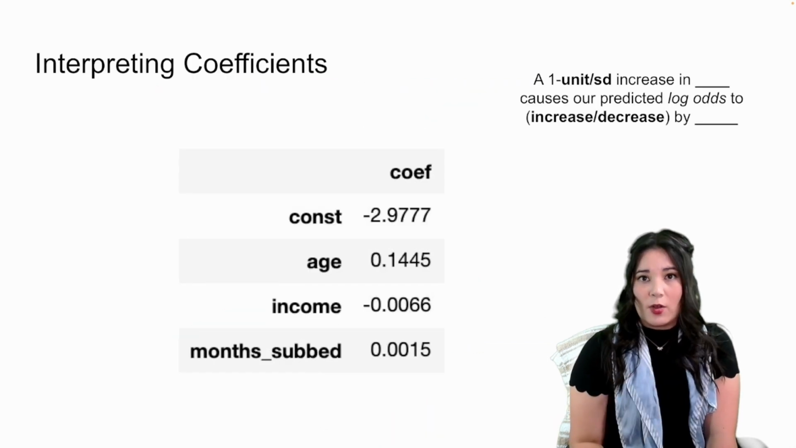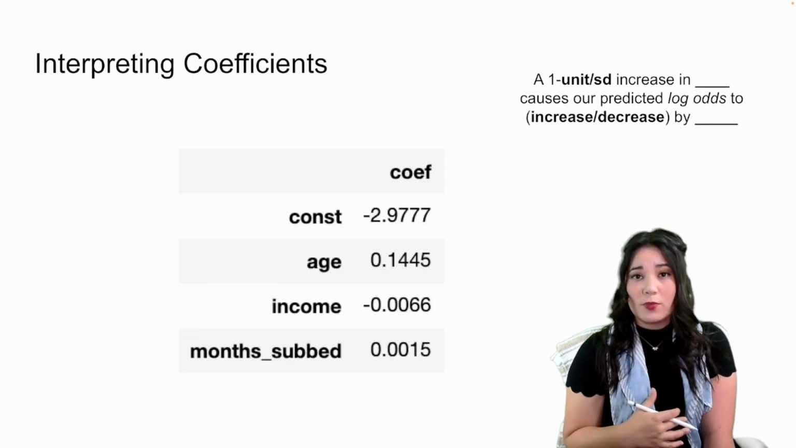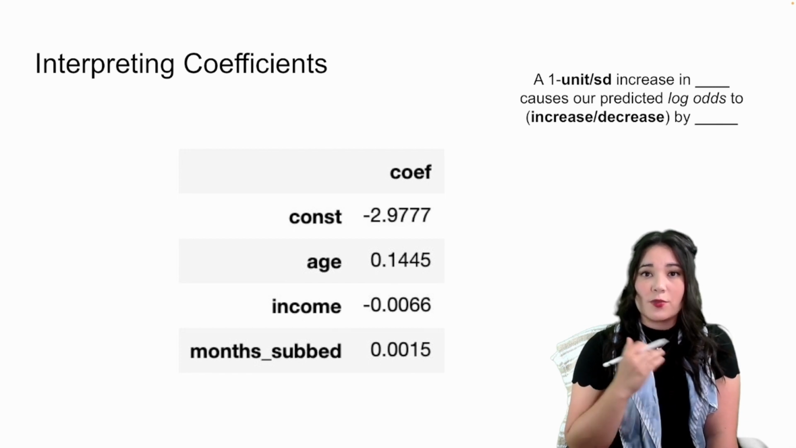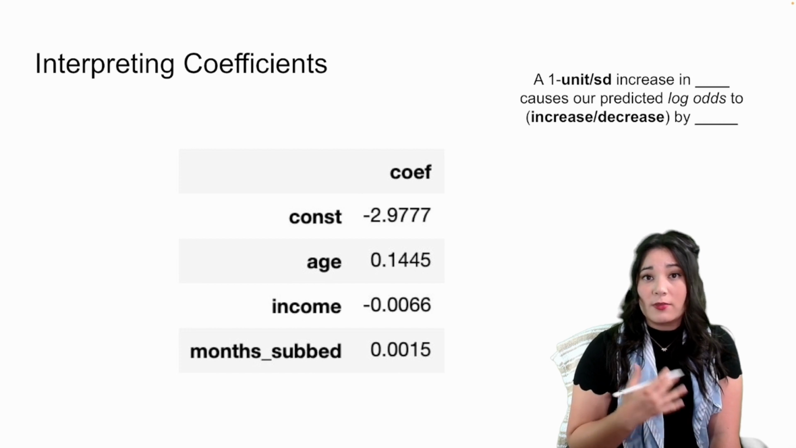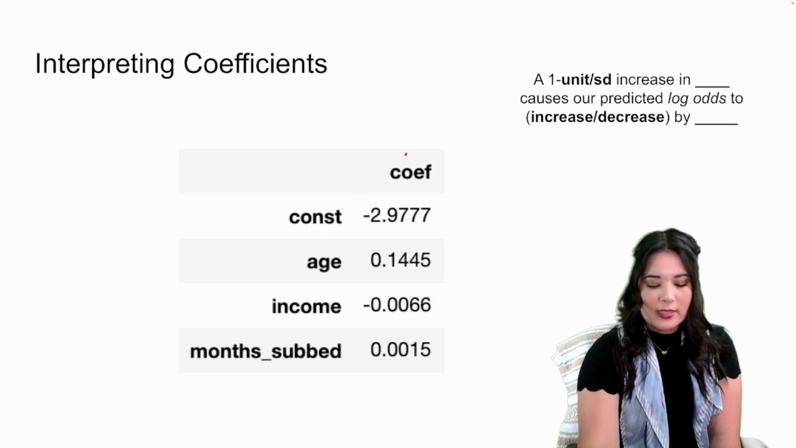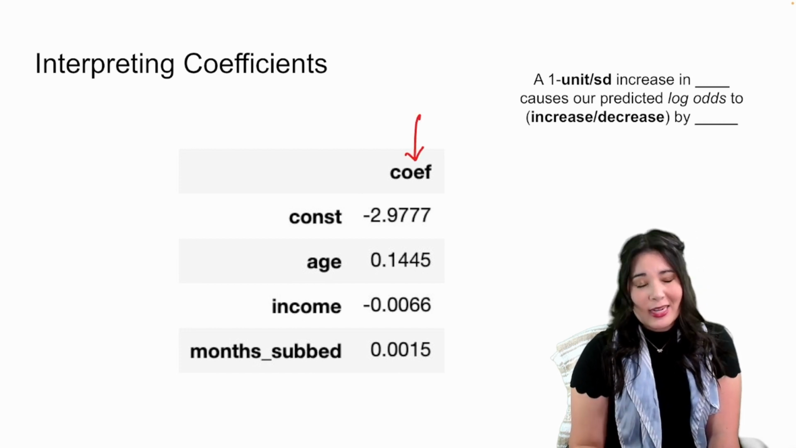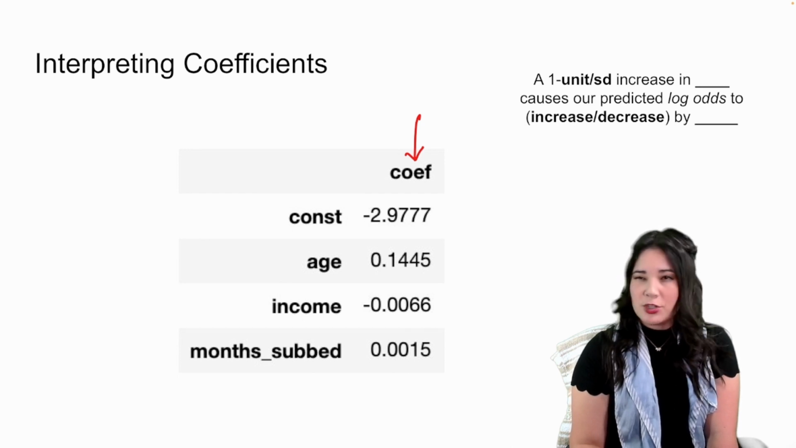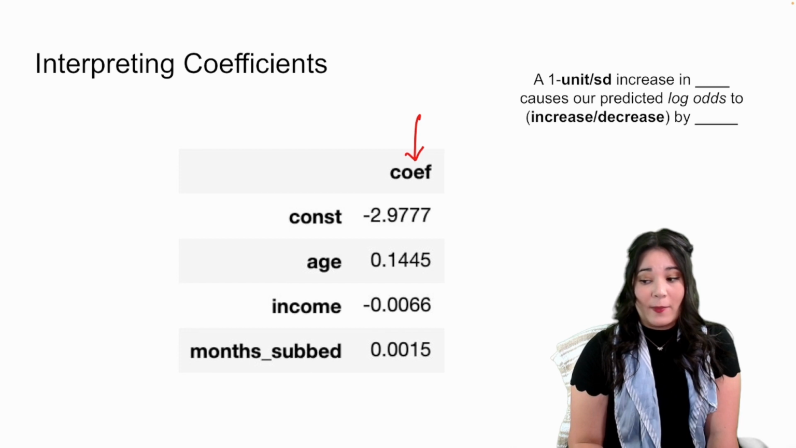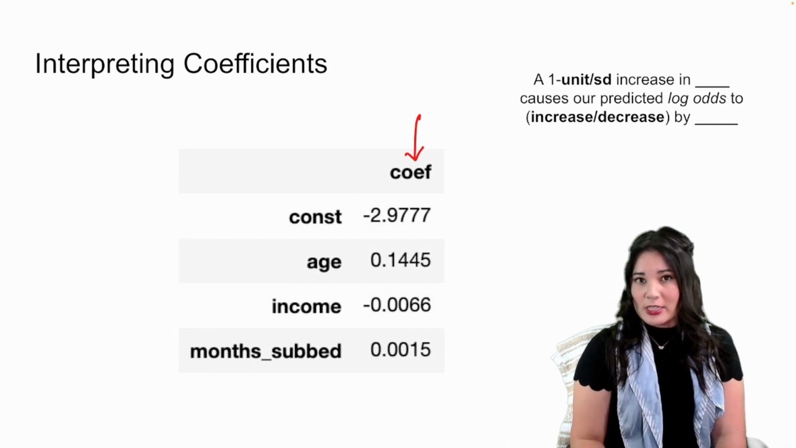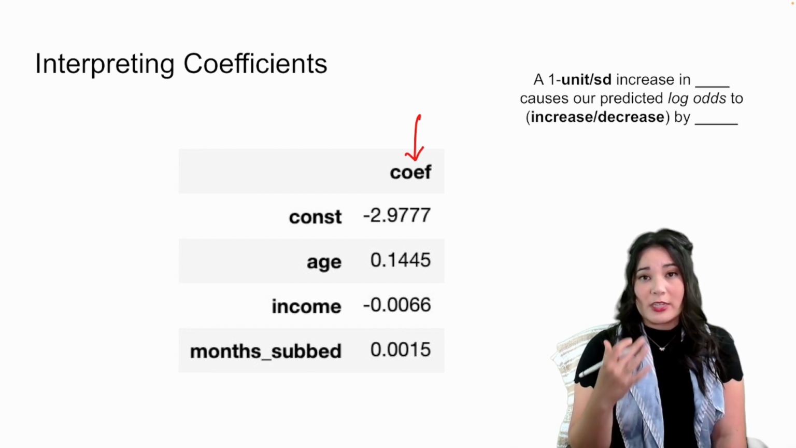So what does this all mean? Well, as I mentioned before, when you get the coefficients from your model from logistic regression, they're going to be in terms of log odds. So we often call these the log odds coefficient. And these can actually be interpreted pretty much the exact same way that a linear regression coefficient can be. And that makes sense because a logistic regression is basically a linear regression predicting the log odds.